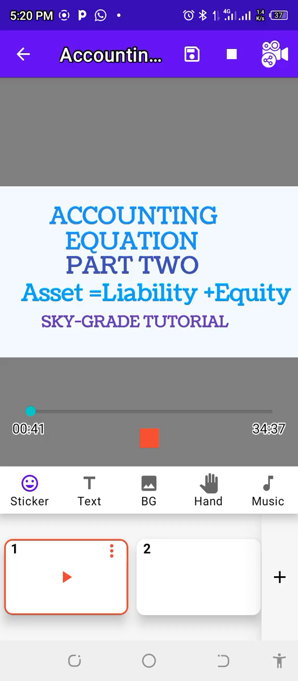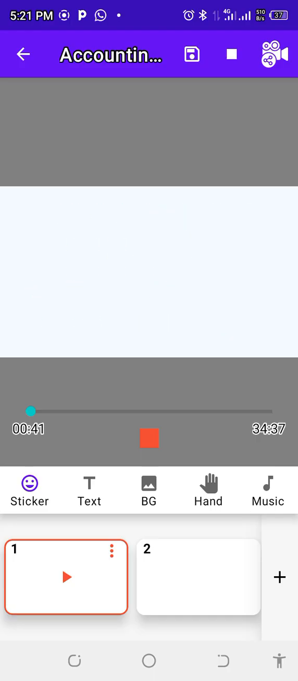Now, this is accounting equation part 2. In accounting equation part 1, we explored the components of the accounting equation and an example of each of the components. This aspect of the accounting equation is the practical aspect.